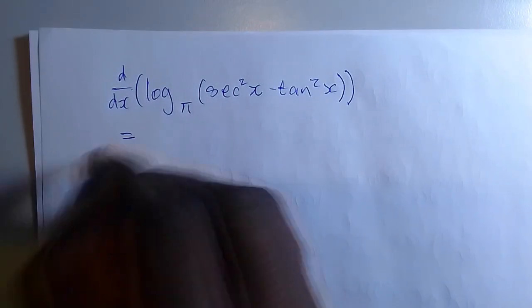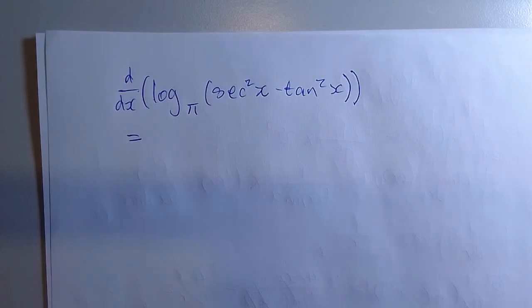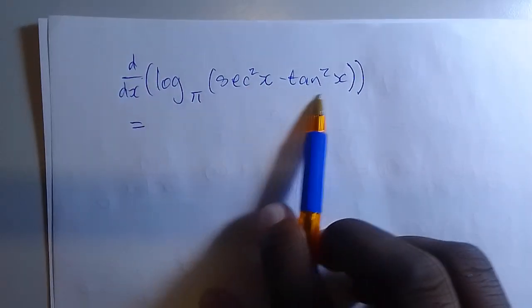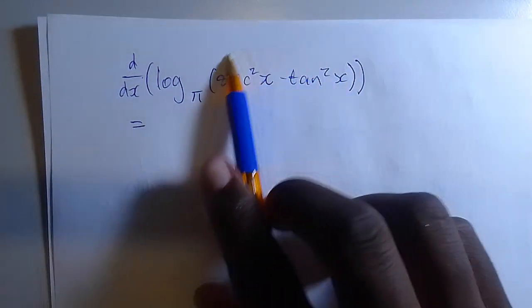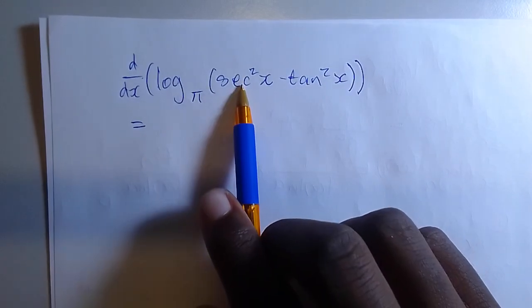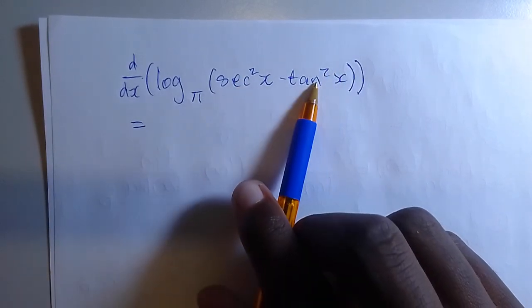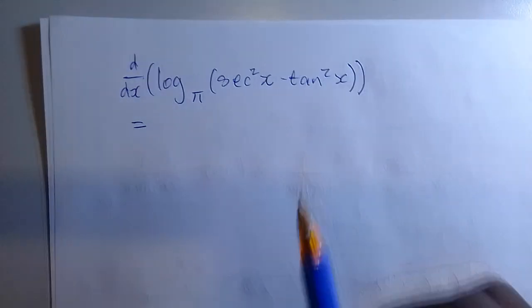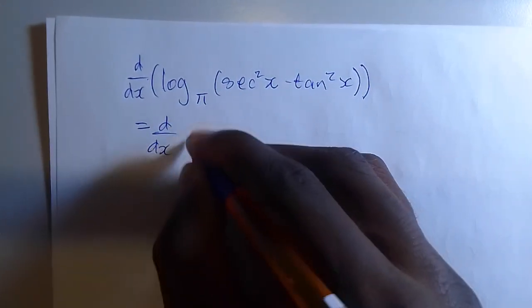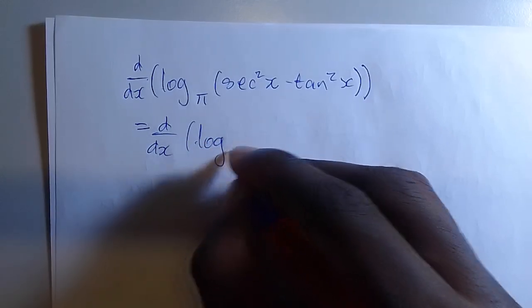Now, this has log, which means that we have to do it with the way that includes ln on the denominator. But I would like us to deal with this first. I would like us to deal with sec and deal with tan, so that we have simpler functions. So we have d/dx of log base pi.